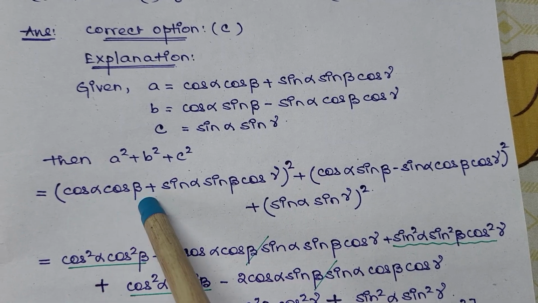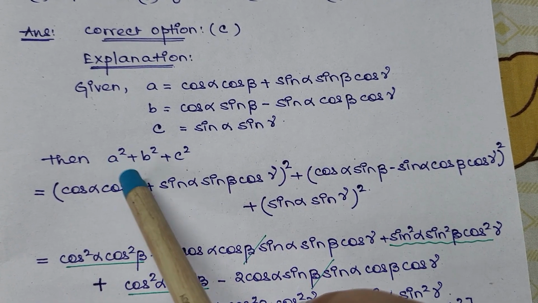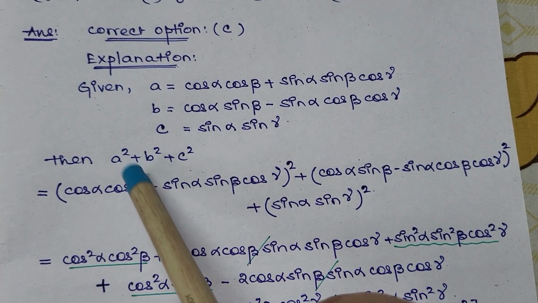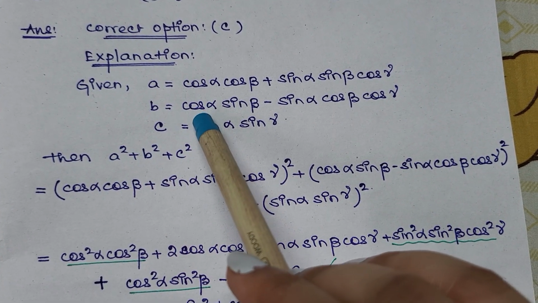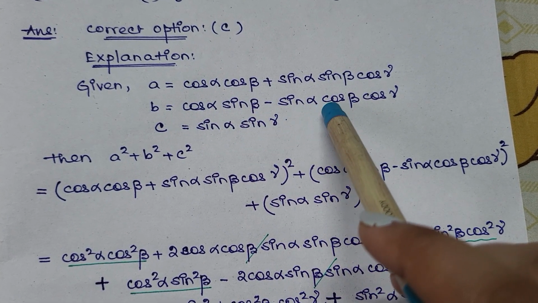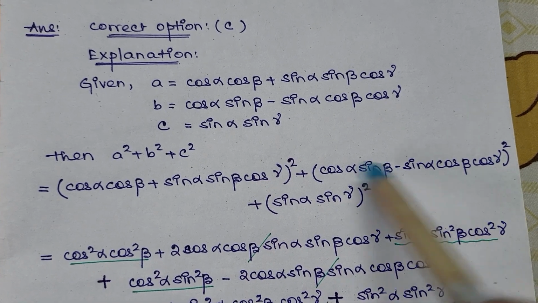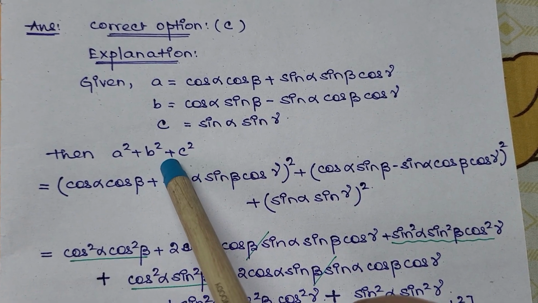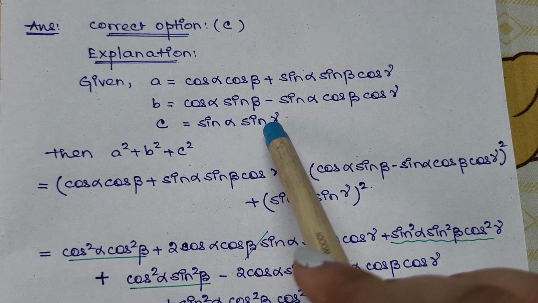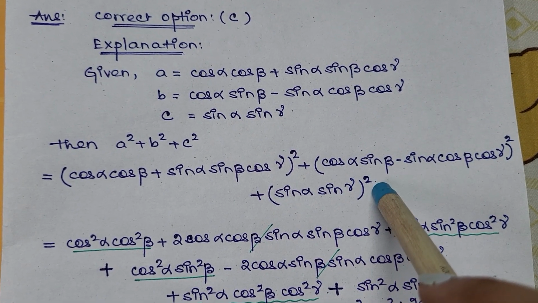So cos alpha cos beta plus sin alpha sin beta cos gamma whole square is actually A square. Then we have a plus, then B square. So B square is cos alpha sin beta minus sin alpha cos beta cos gamma whole square. And a plus C square. So C square is sin alpha sin gamma whole square.